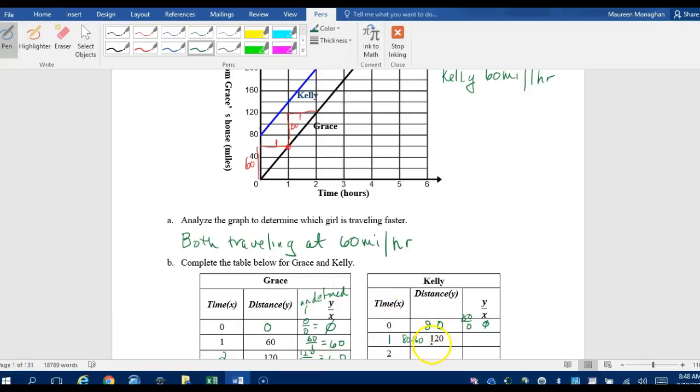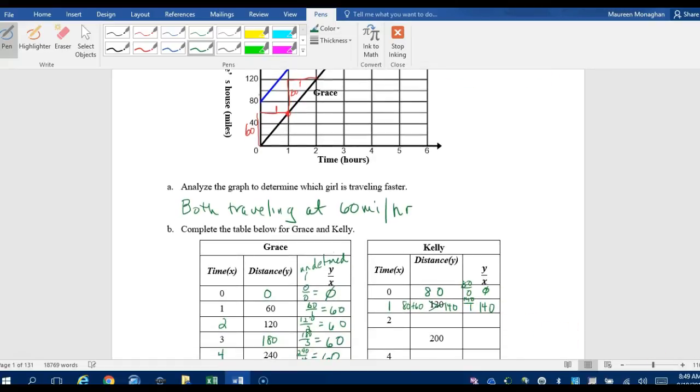Okay, this shouldn't even be a 120. This should be a 140. I was wondering about that because after 1 hour, yeah, she's at 140. So that's a mistake there. Okay, and then it's 140 over 1, so her rate is 140. Okay, and then after 2 hours, we should be able to use the graph for this.